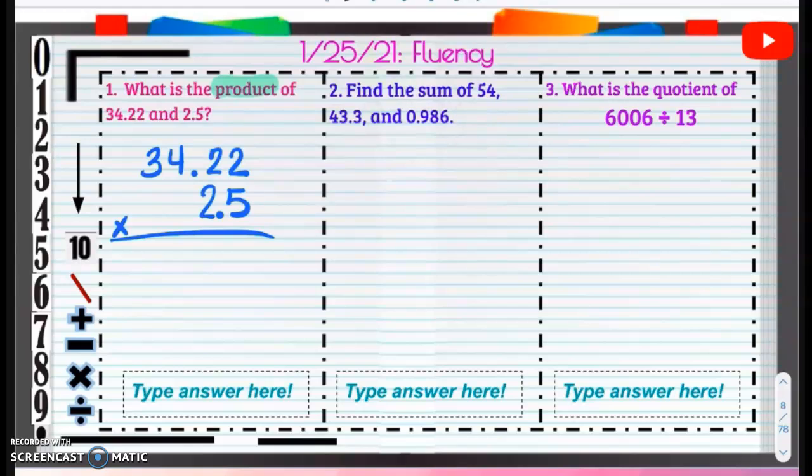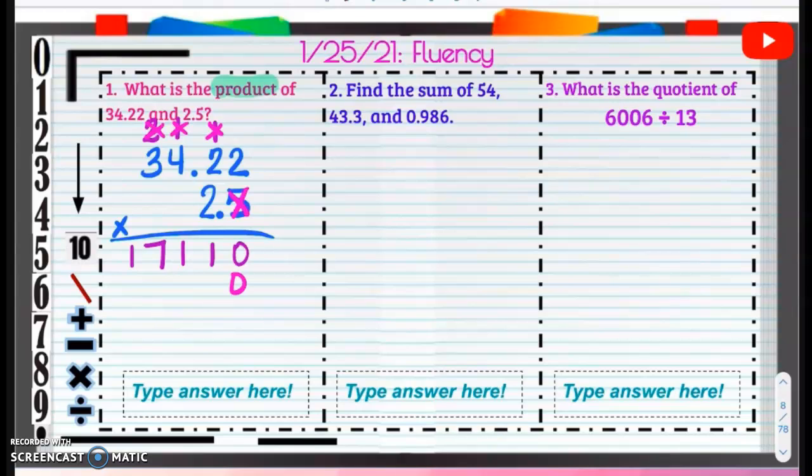5 times 2 is going to be 10. 5 times 2 again is going to be 10, plus 1 is 11. 5 times 4 is going to be 20, plus 1 is 21. 5 times 3 is 15, plus 2 is 17. Now I'm done with that 5. We'll do pink. Done with that 5, so I'm going to put a placeholder of 0. I'm also done with these remainders.